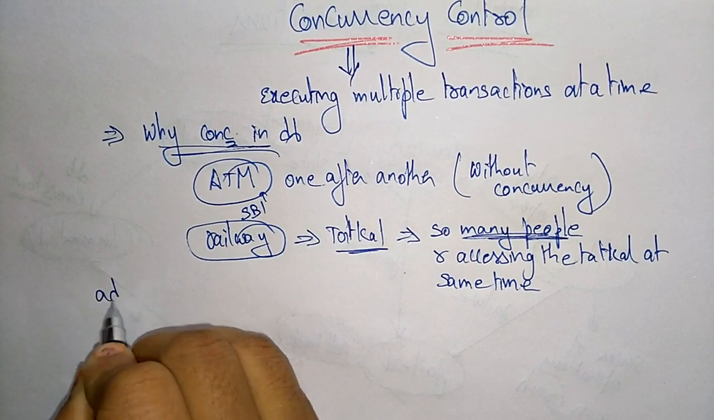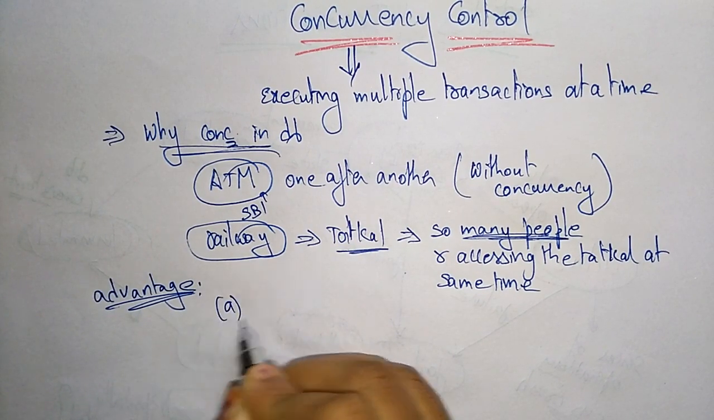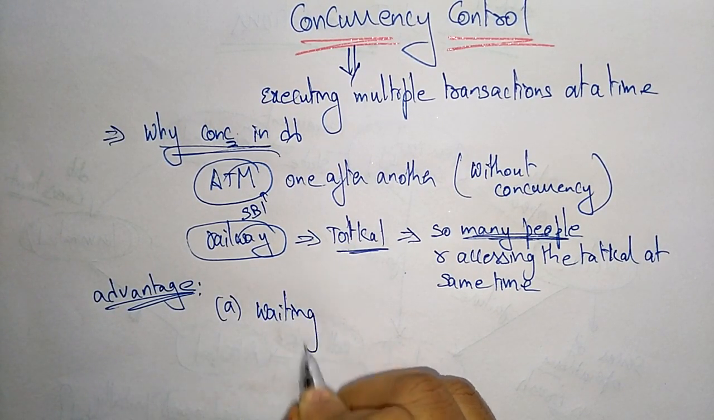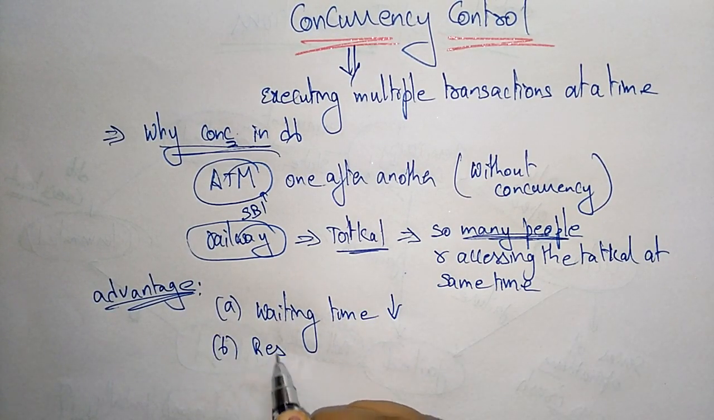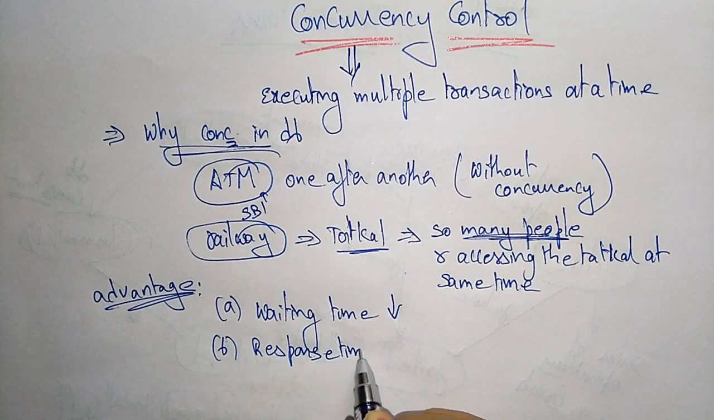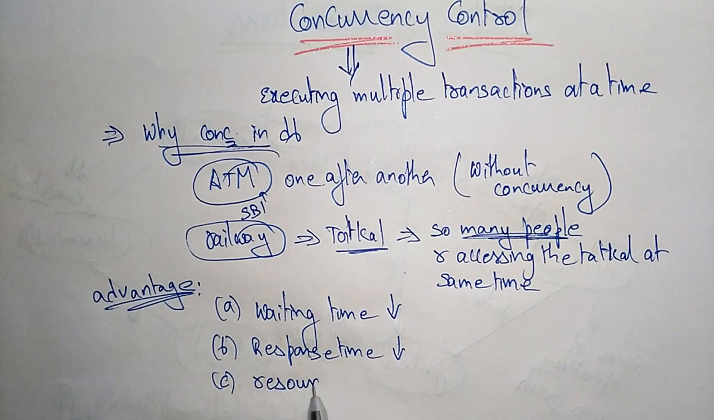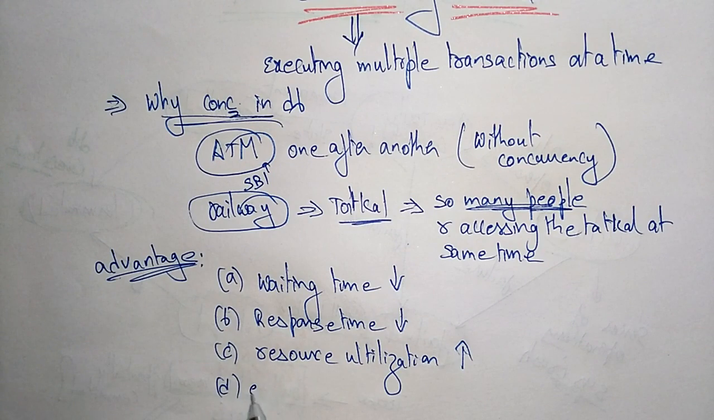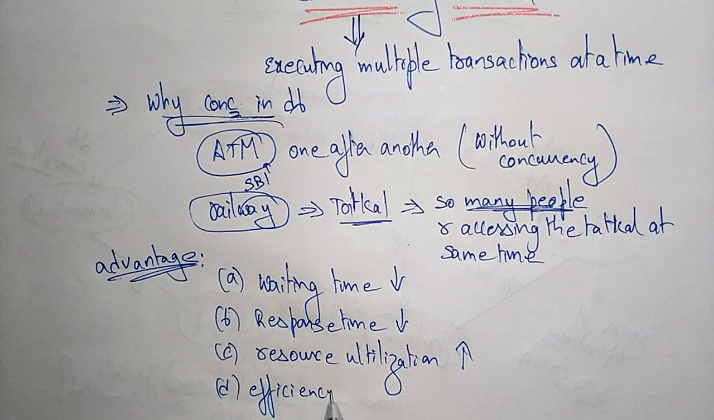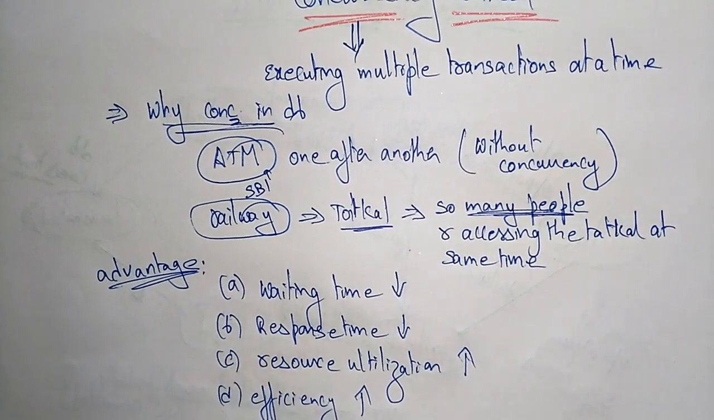What are the advantages of using concurrency in a database? The advantages are: the waiting time will be decreased, the response time will decrease, and resource utilization increases, so many people can utilize the same resource. The system performance and efficiency will increase. So these are the advantages of using concurrency.